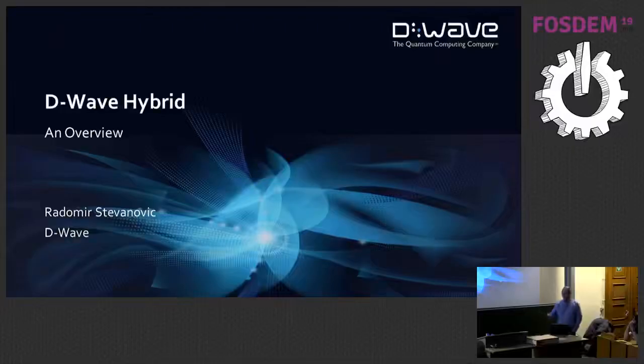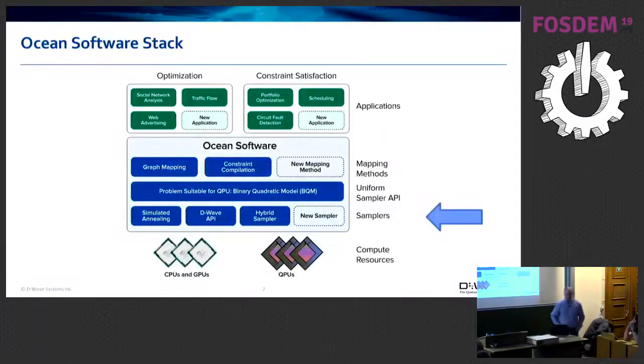So, Alex gave a nice overview of how to solve a problem on D-Wave's QPU, and a nice overview of our Ocean stack, Ocean SDK. So how to map a specific application domain problem onto something that we currently support, like graph mapping or constraint compilation, and then to map that onto a BQM. And then when you have a BQM, you can use some of the samplers to solve them.